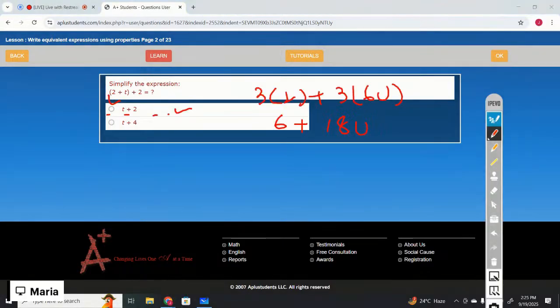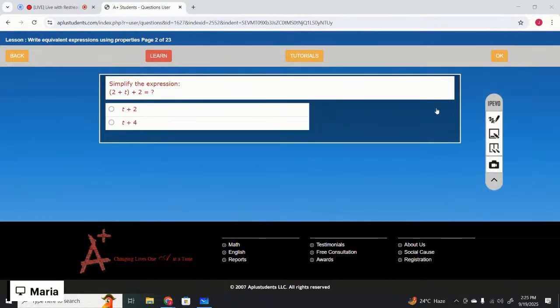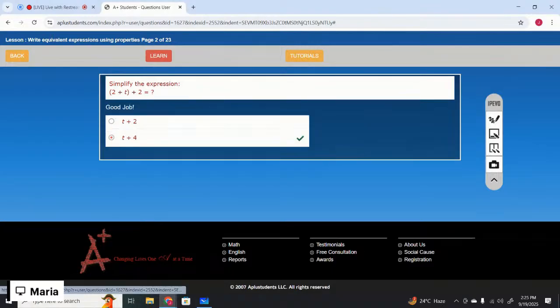Simplify the expression 2 plus t plus 2. So we need to collect the like terms. 2 plus 2 makes 4. That equals t plus 4. That is t plus 4. Option number 2 is the correct option.